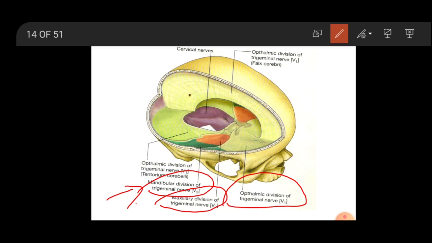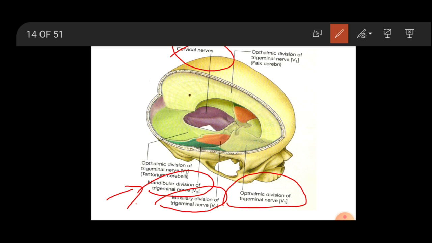The posterior cranial fossa is innervated by the upper cervical nerves. So the ascending meningeal branch of the upper cervical nerves, and the meningeal branches of the vagus and the hypoglossal nerve, and you have the tentorial nerve, which is a recurrent meningeal branch of the ophthalmic division of the trigeminal nerve. That supplies the tentorium cerebelli. So these are the nerves that innervate the posterior cranial fossa.